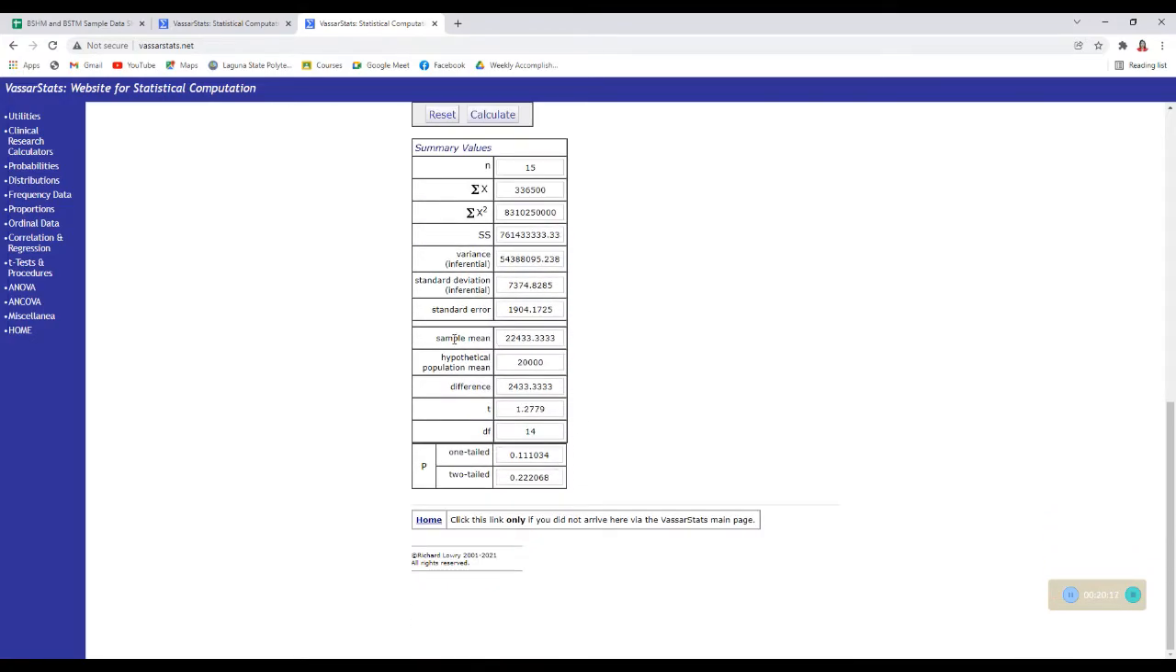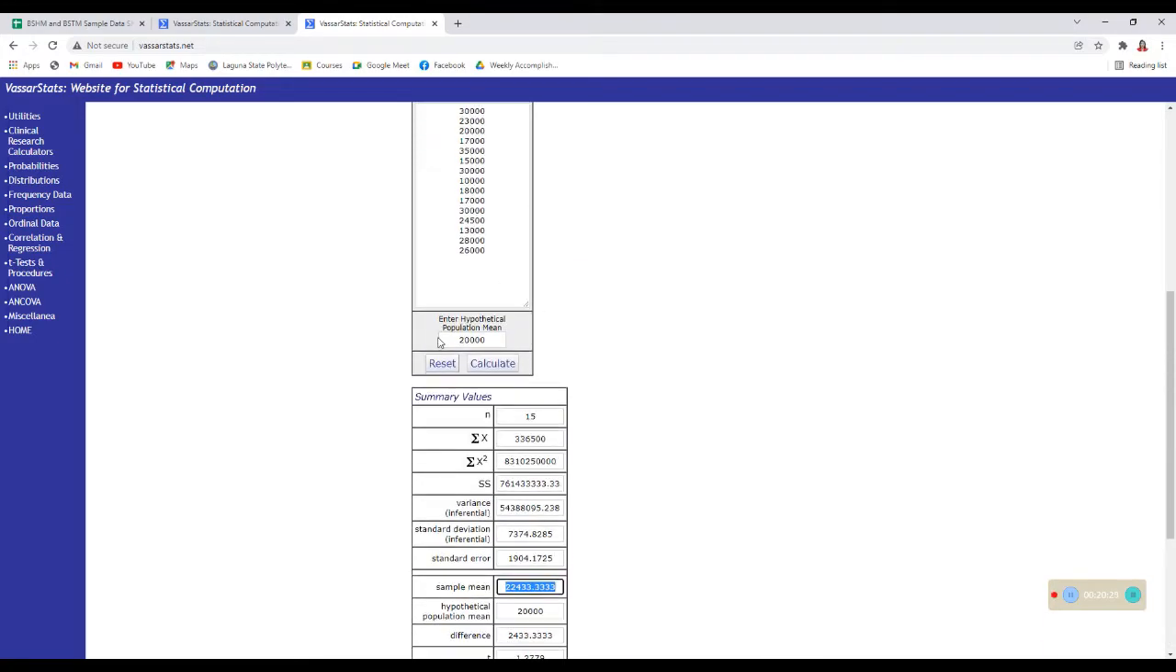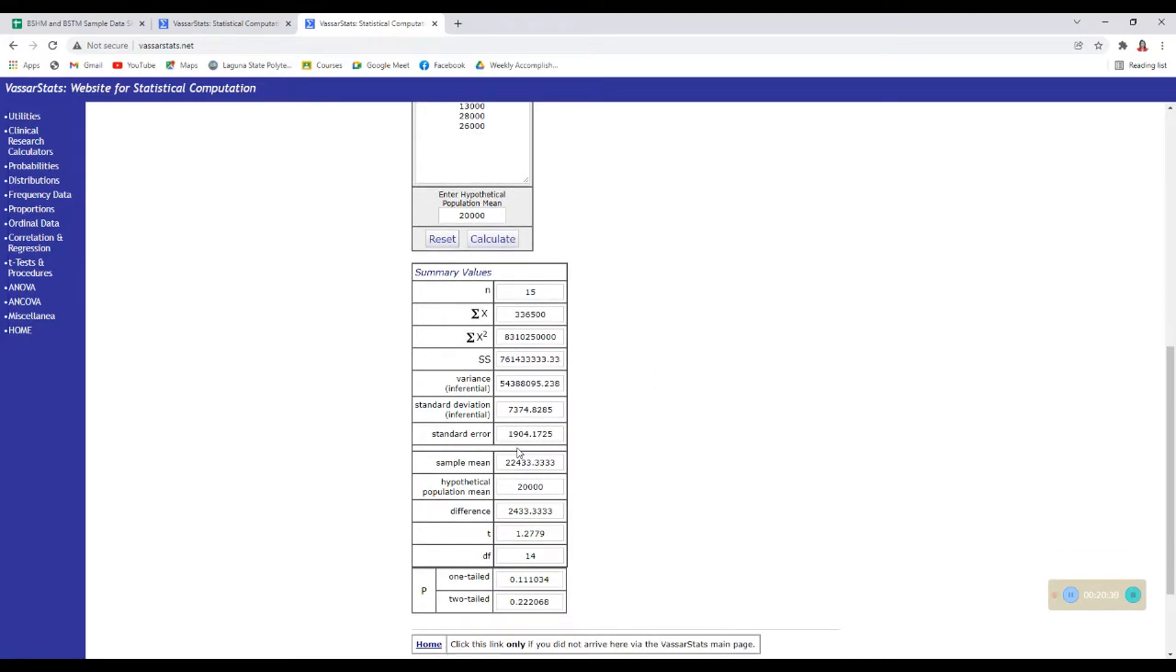We do not just base it on the sample mean. We have levels of significance that we follow. It could be almost the same as this one, because the data is dispersed. We have a standard deviation of 7,374. So, possibly, the values are not all the same 22,433.